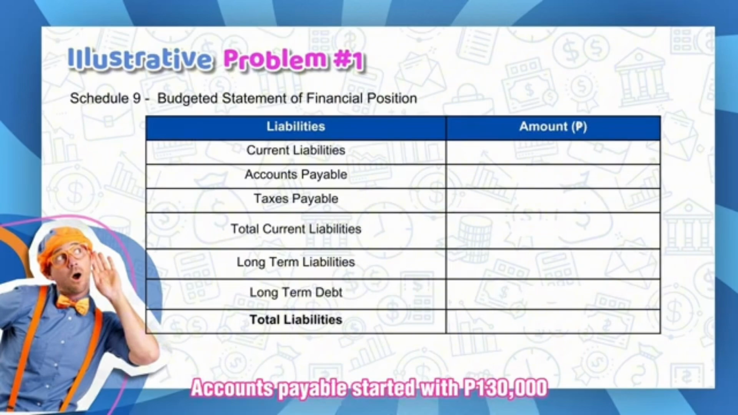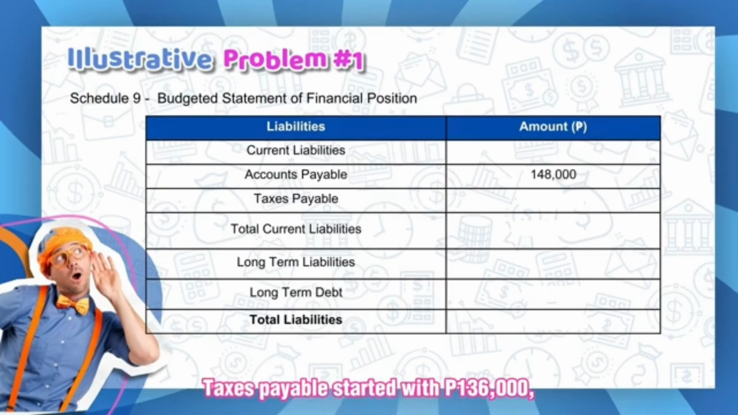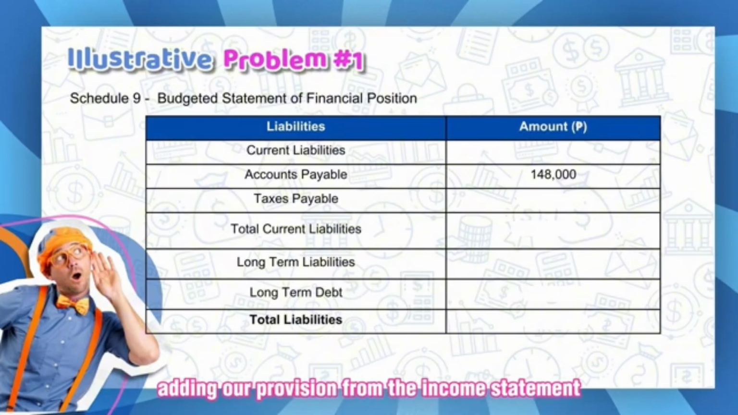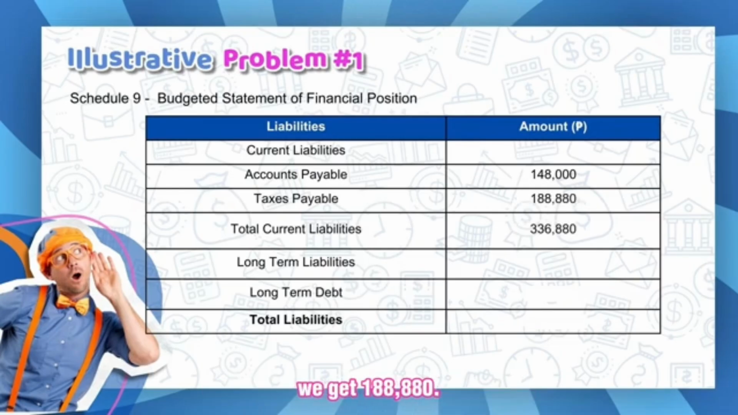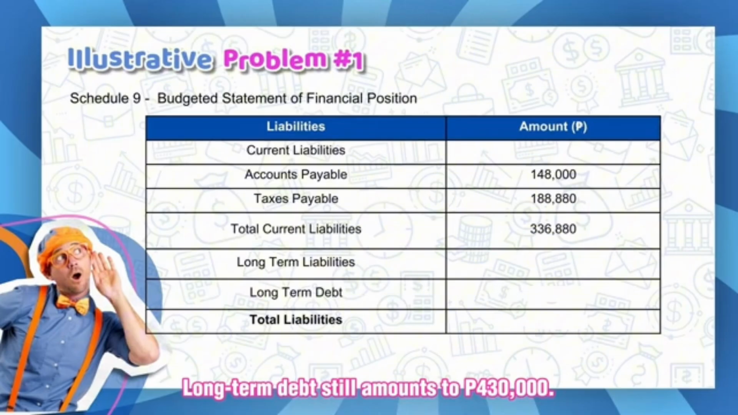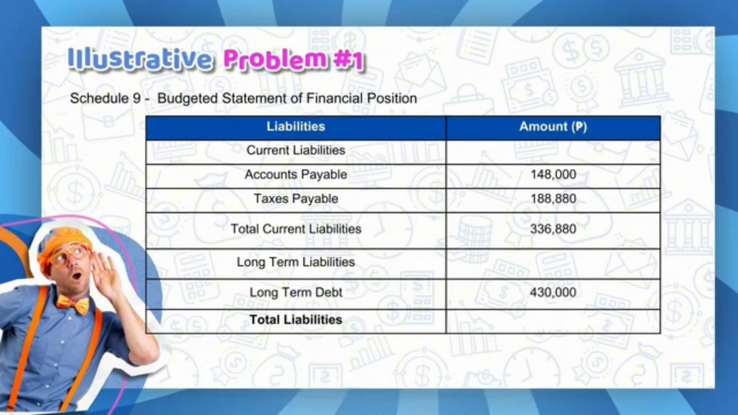Accounts payable started with 130,000, and due to the additional material purchases, it went up by 18,000, making 148,000 pesos. Taxes payable started with 136,000, adding our provision from the income statement and deducting the 274,000 we paid, we get 188,880. Long-term debt still amounts to 430,000. Thus, with these values, a total of 766,880 arises as the company's liability.